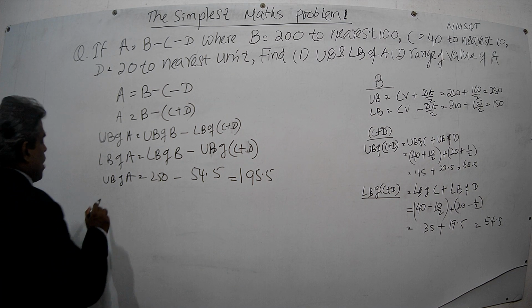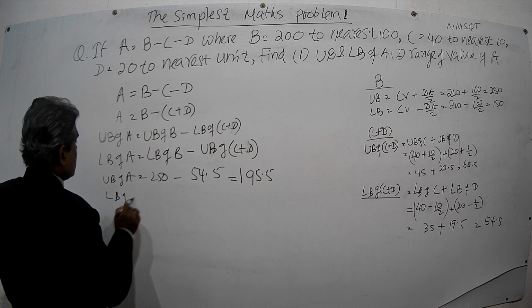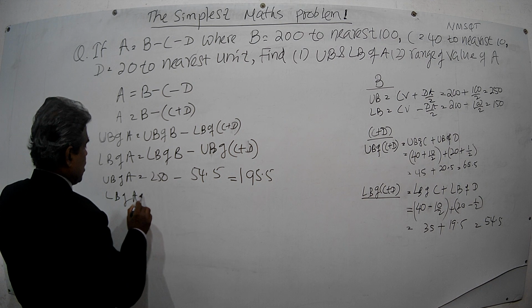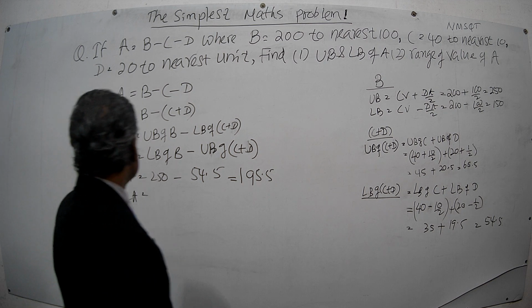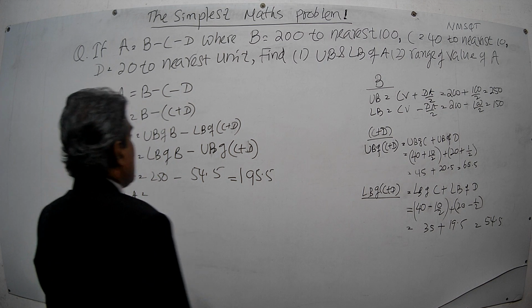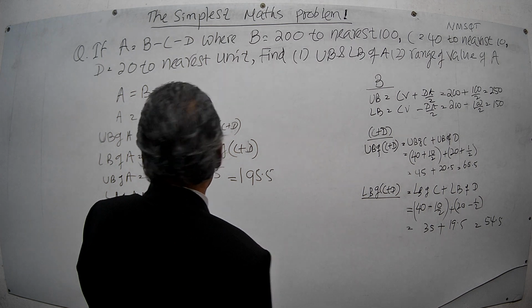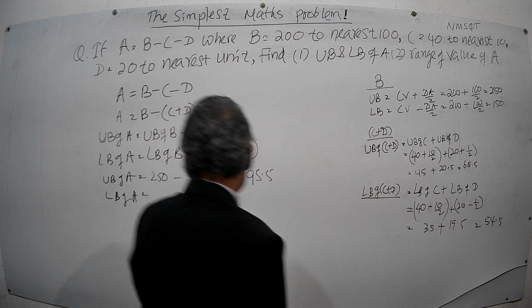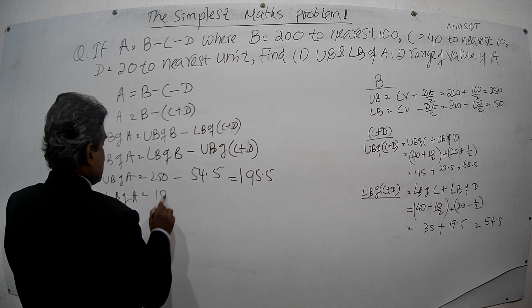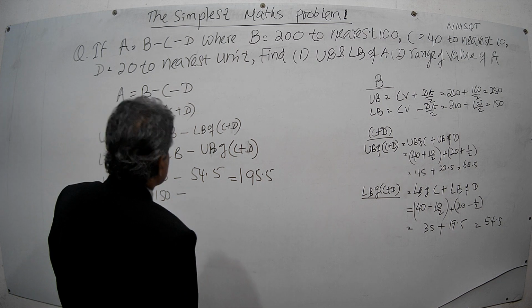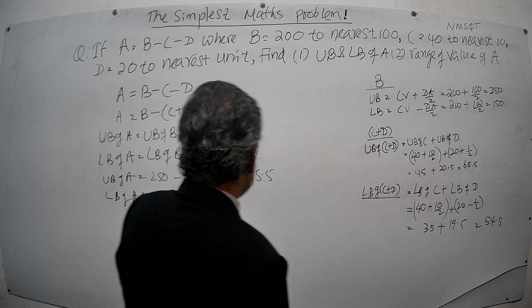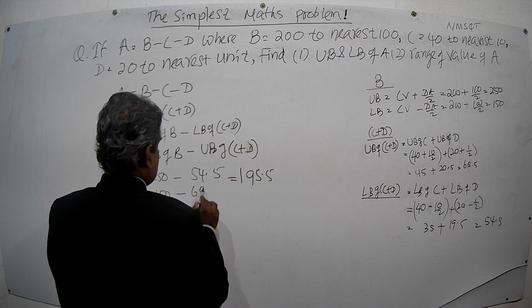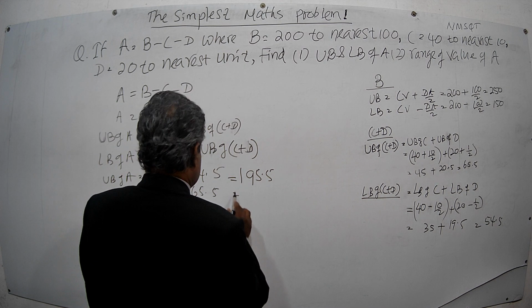Then our lower bound. The lower bound of A equals what? The lower bound of A equals the lower bound of B minus the upper bound of C plus D. The lower bound of B is 150, then minus the upper bound of C plus D, which is 65.5.